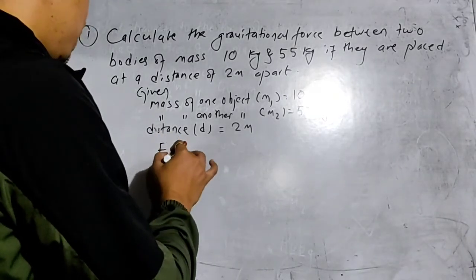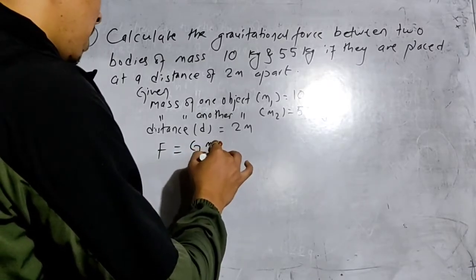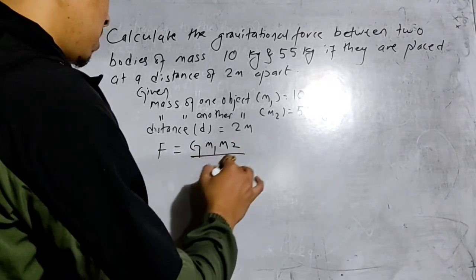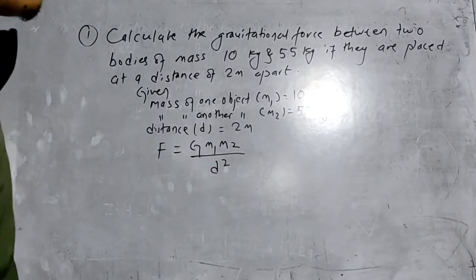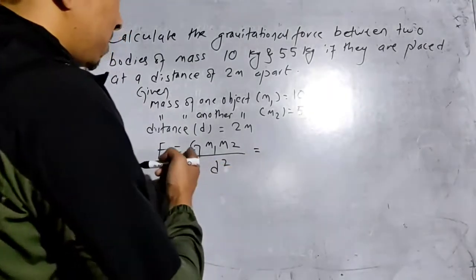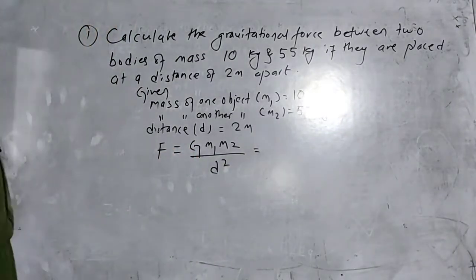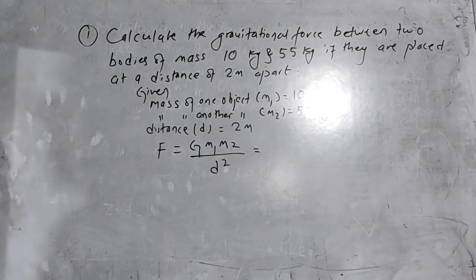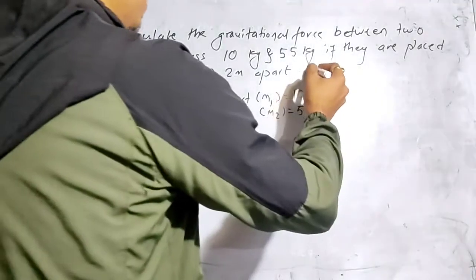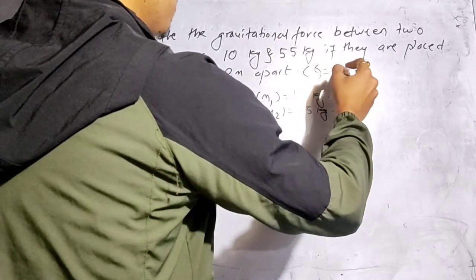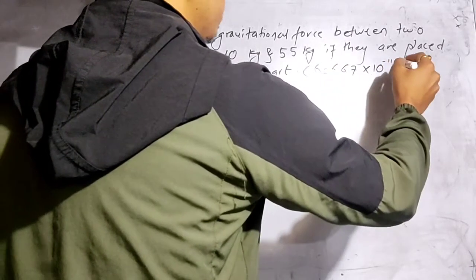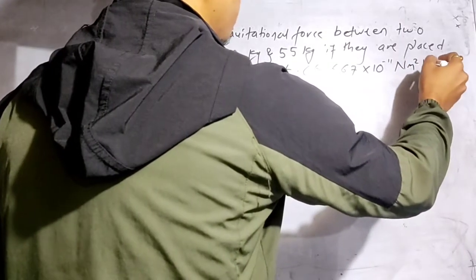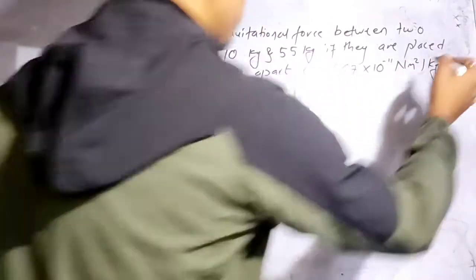F is equal to G m1 m2 by d square. By using this formula we can solve this question. Usually the value of G, this universal gravitation constant, is given in the question. In some cases, if not given, then we have to write it ourselves. The value of G is 6.67 into 10 to the power minus 11 Newton meter square per kg square.